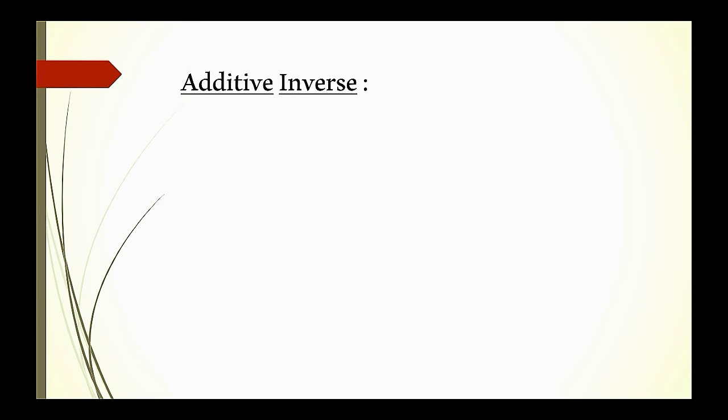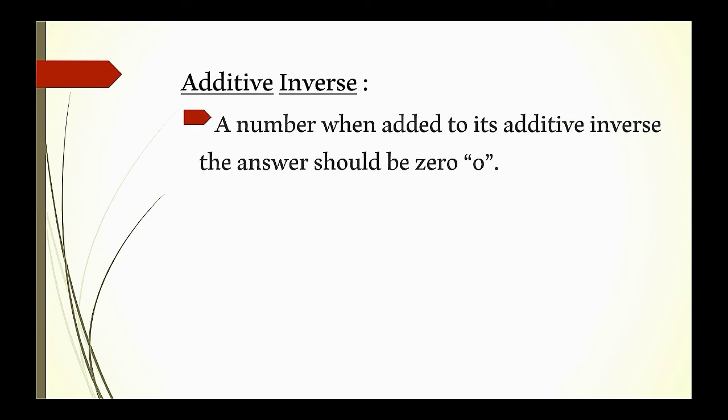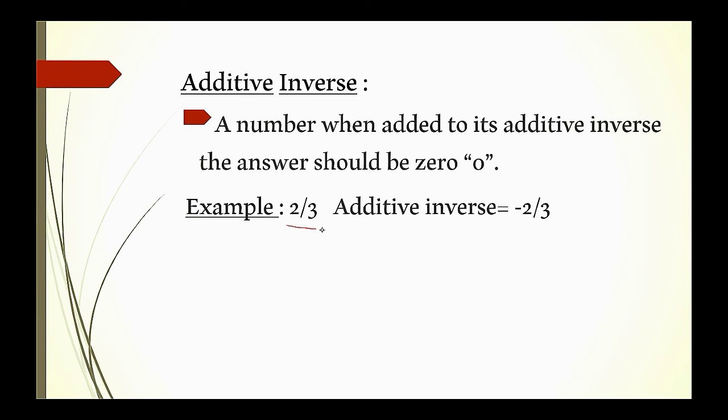Next, the additive inverse. When a number is added to its additive inverse, the answer should be 0. So the additive inverse means changing the sign. We'll check with an example. Here I have taken 2 by 3 and its additive inverse is minus 2 by 3. Let us check whether its additive inverse is minus 2 by 3 or not.